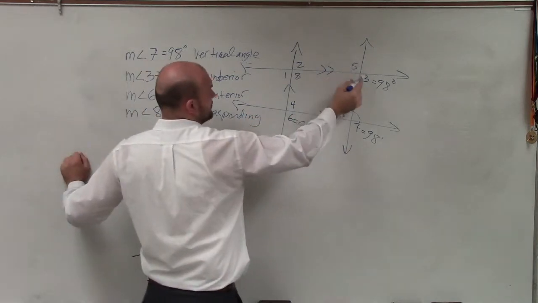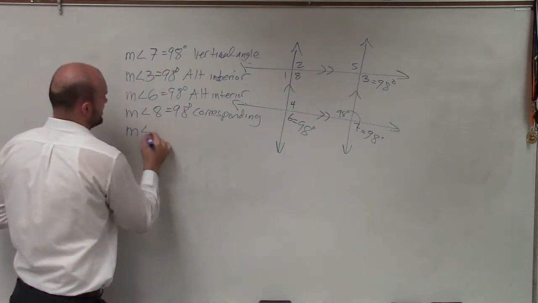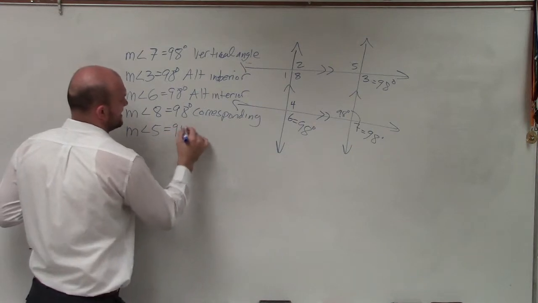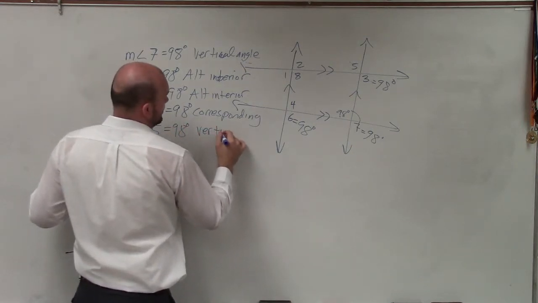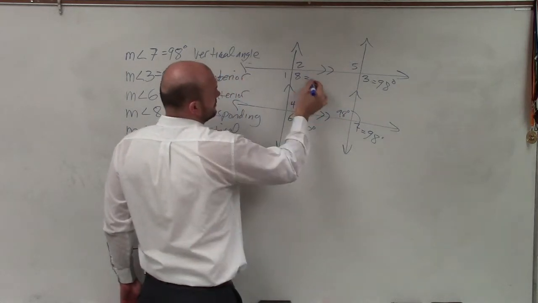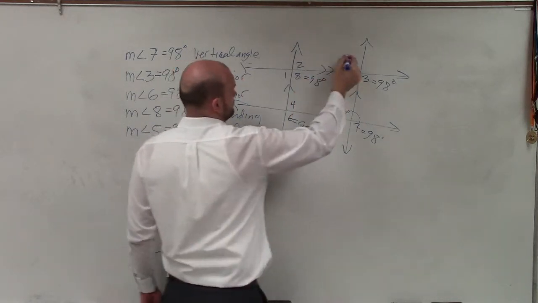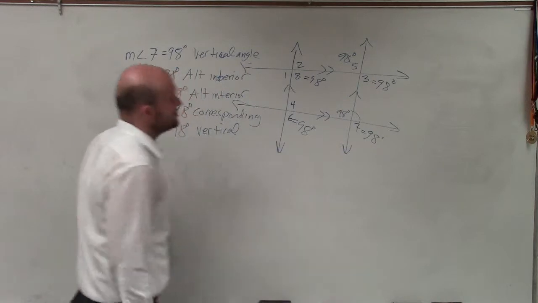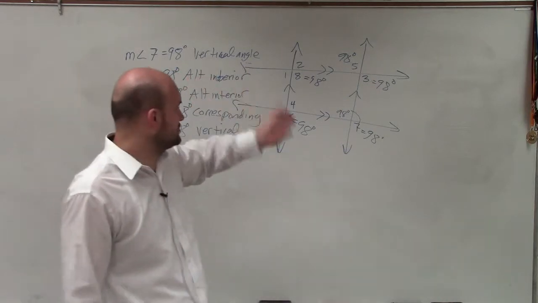And the measure of angle 3 and the measure of angle 5, those are vertical. So I can say the measure of angle 5 equals 98 degrees because those are vertical. Whew, right? Okay, so now we're just missing 1, 2, and 4.